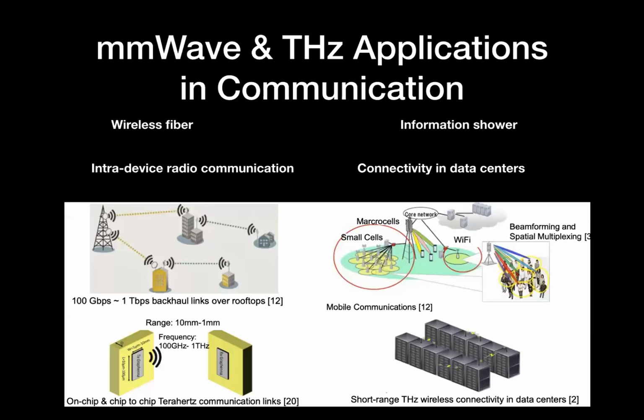So let's talk about some applications. We have wireless fiber. Because of the high frequency, you can directly connect to one another with higher speed. Another one, if you go down to the left corner, is called intra-device radio communication. You can think about your whole computer inside not being connected by a bus, but by terahertz wave communication. The information shower just means that because the speed of the network is increased, it is outputting more data. It will also be used for connectivity in data centers. The same as I said about inside a device, but in a home or a room, like a data center, we don't need to use cables to connect.